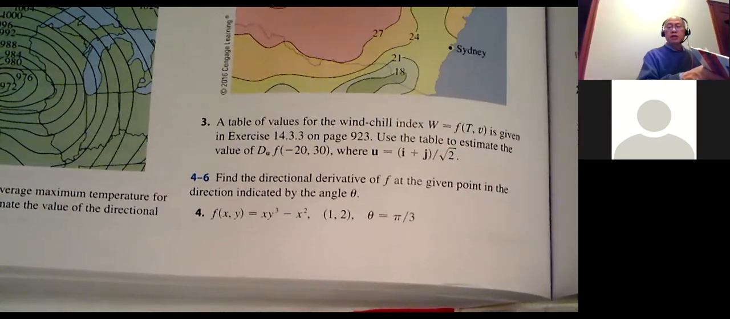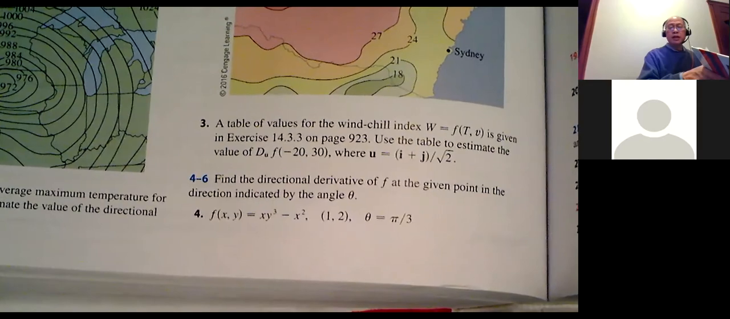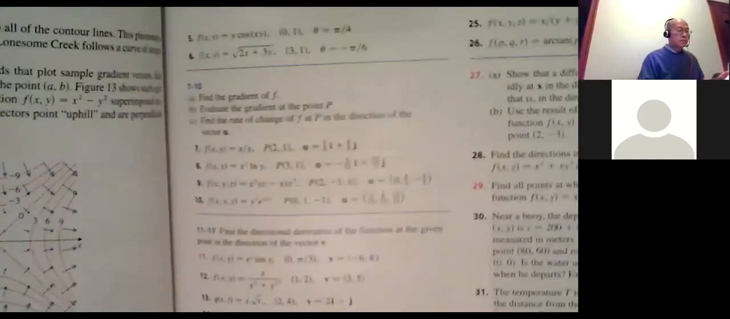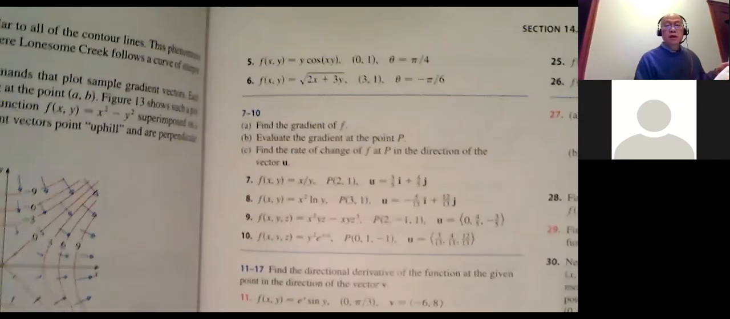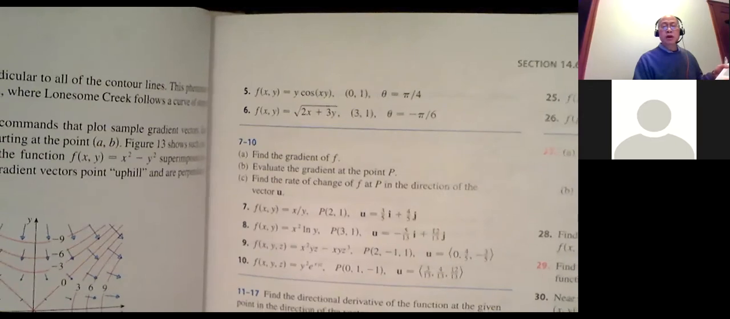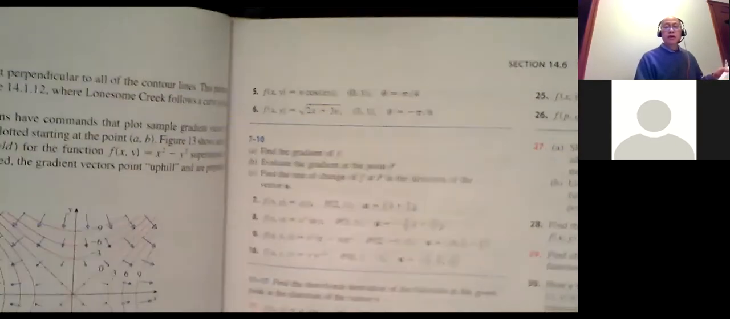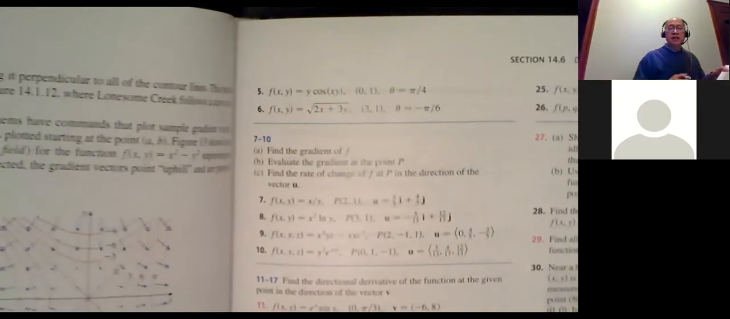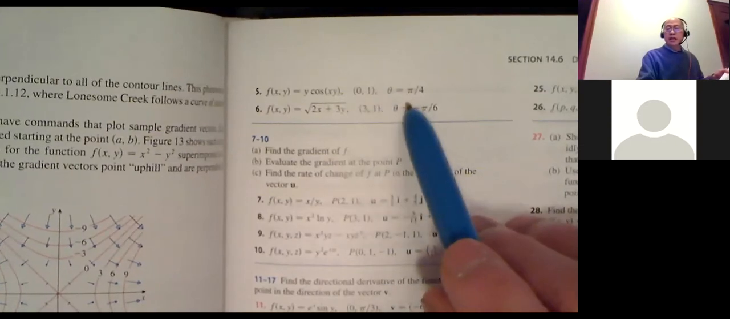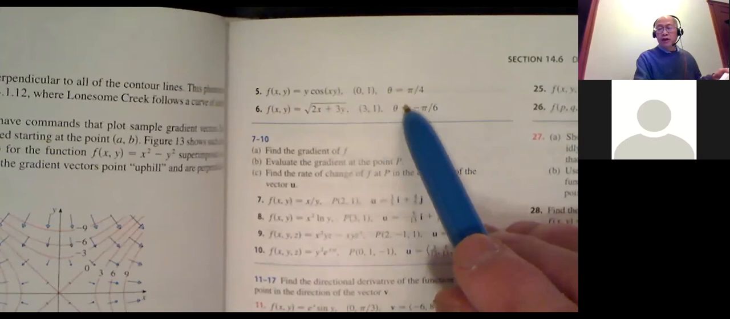Find the directional derivative of f at the given point in the direction indicated by the angle theta. So number 5, f of x, y is y cosine xy, at the point (0, 1). Now they only give me the x and the y, but you can always figure out the z by plugging in. Theta is pi over 4, 45 degrees.